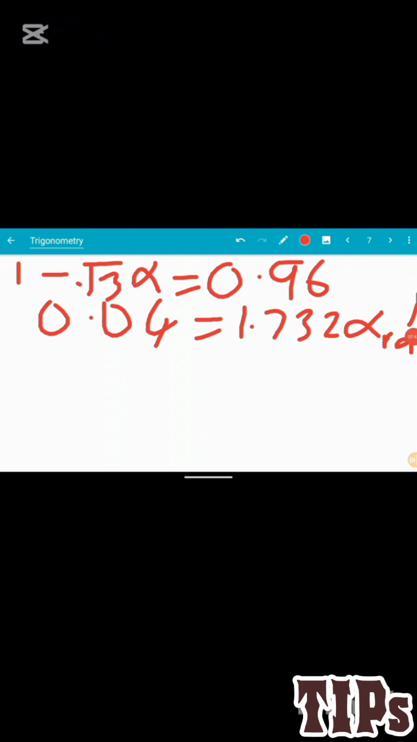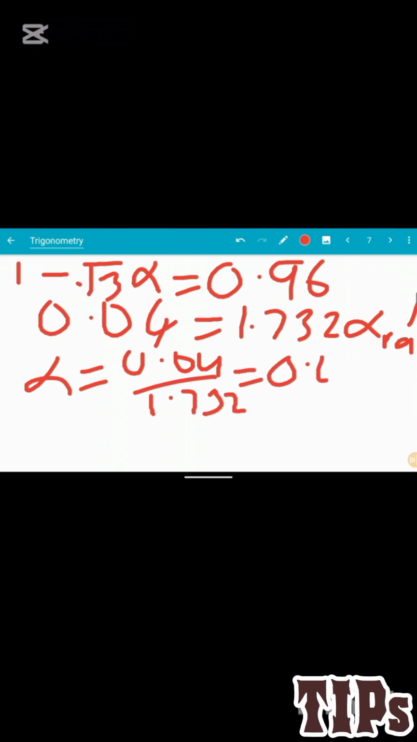Our alpha must be in radian. So lambda is equal to, by dividing 0.04 by 1.732, it will give us 0.0231. So by converting lambda to degree, we get 1.323. How do you convert it?